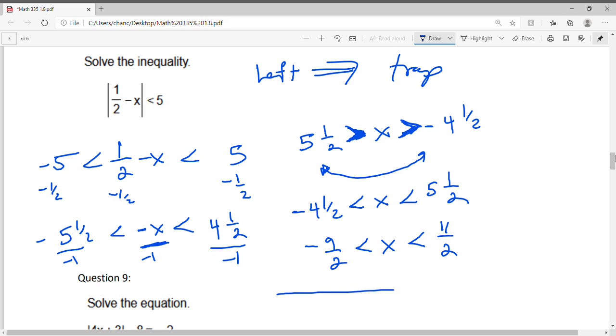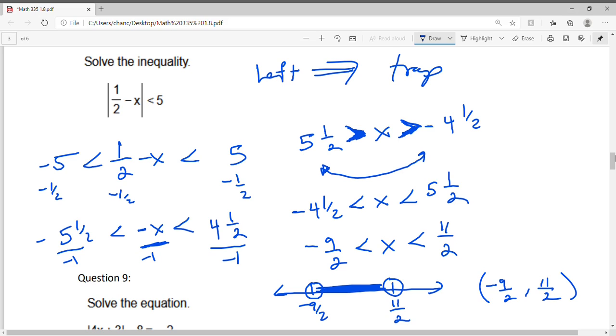Now we can graph this on our number line. Open circle for both of these. And since this is a trap, I always remember shade between because x is between. And so our interval notation is negative 9/2 all the way to 11/2.